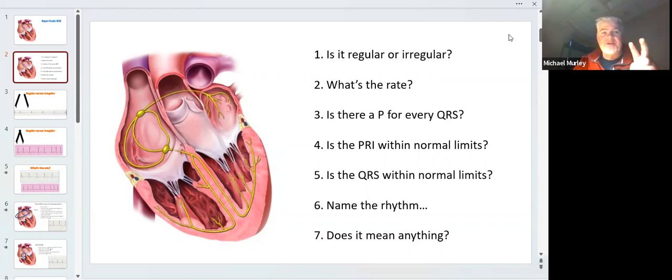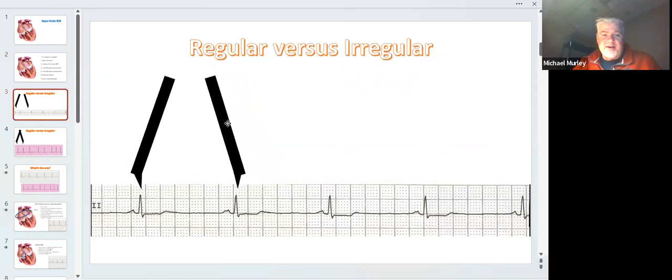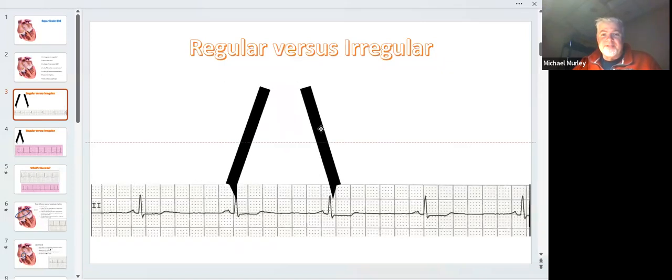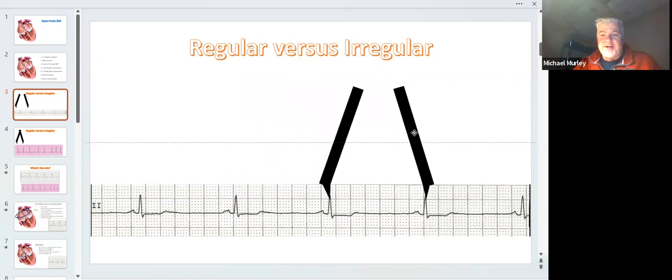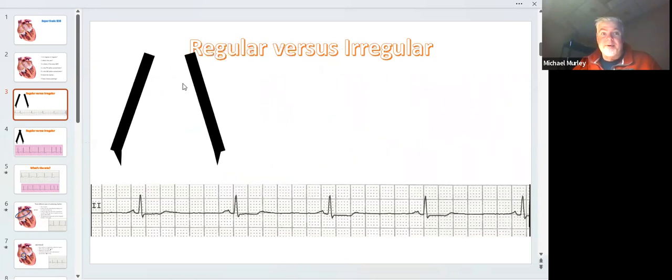When we march out those R waves, the R to R, I'll switch over to a slide real quick. So here's our R waves, our QRS complex, the R waves sticking up. If we take our calipers and we put them right on the tips of those R waves, we should be able to slide it right across and they'll all line up. And when I was learning, I didn't have calipers. I just used a piece of paper. But that one is regular.